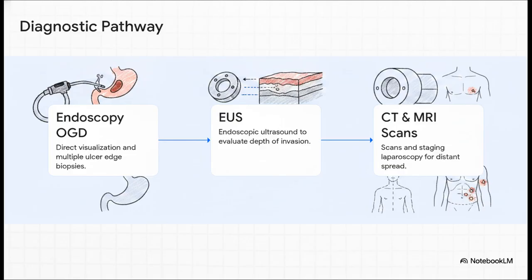And remember, even malignant ulcers can look like they're healing if a patient is on acid-suppressing meds, so doing a biopsy is non-negotiable. Once cancer is confirmed, we use endoscopic ultrasound to see exactly how deep the tumor has invaded the organ wall. Finally, we zoom out. We use CT or MRI scans and occasionally a staging laparoscopy to check if the cancer has spread to distant lymph nodes or other organs.